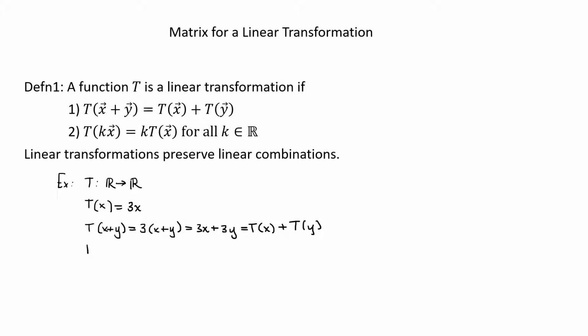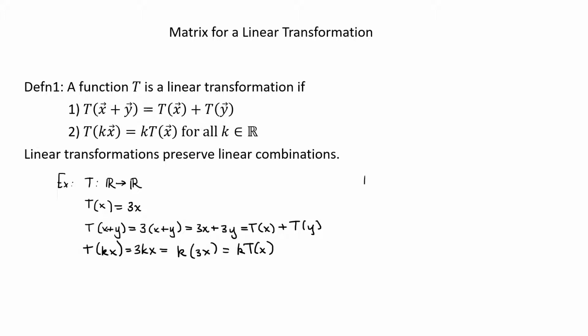Similarly, if we have T of k times x, this is 3kx. We can always pull out this k. We get k times 3x, which is k times T of x. Okay, so this is an example of a linear transformation.